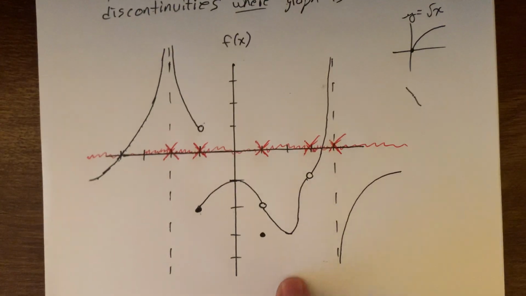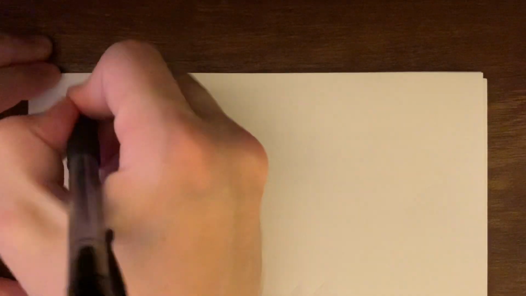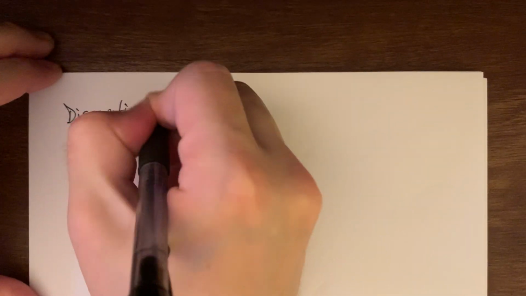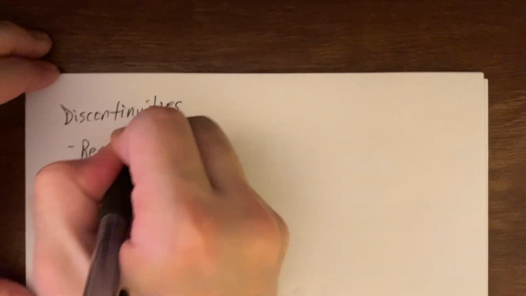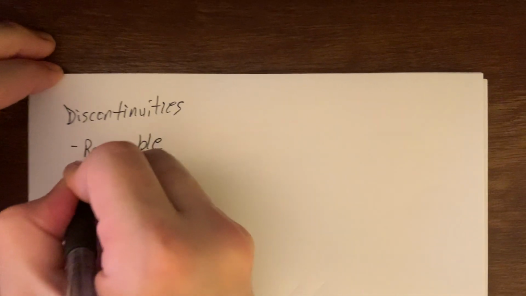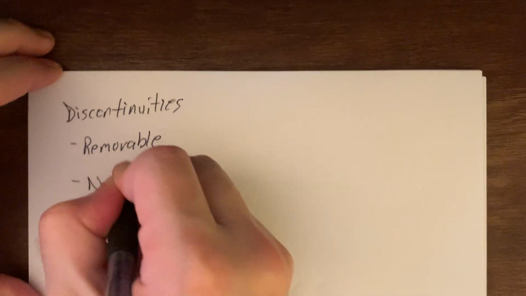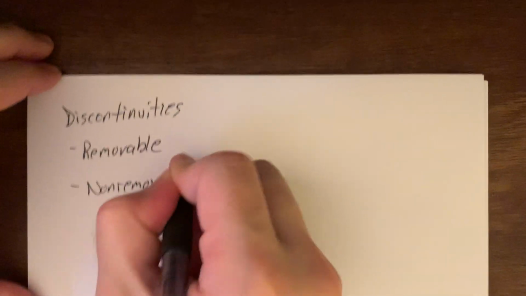Okay, so still going to use this graph for one more, because now we have to take one more moment focusing on discontinuities. When we look at our discontinuities, they are classified into 2 different categories. So discontinuities are classified as either removable, a removable discontinuity, or a non-removable.